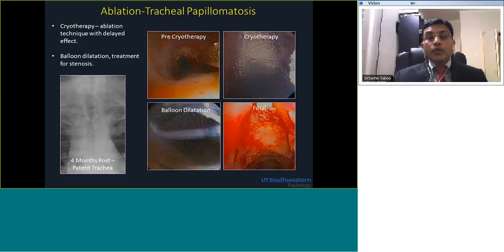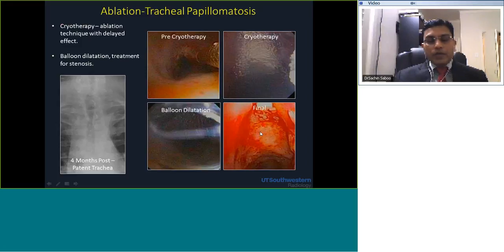Coming to another procedure via the endobronchial approach, cryotherapy. One thing about it is that it is another type of ablation technique, but it has a delayed effect. These are the images from cryotherapy, which show pre-cryotherapy, during cryotherapy, and after cryotherapy. Usually balloon dilatation is performed, and the final images show that there is improvement in the patency of the trachea following the cryotherapy procedure.